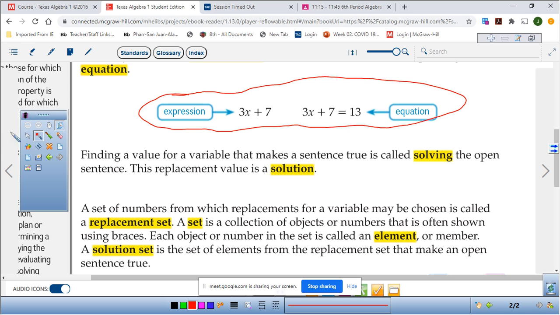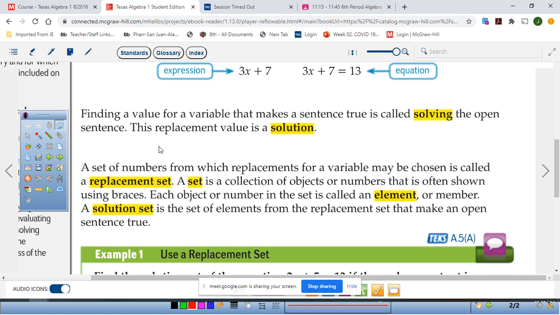Okay, so here we go. Finding a value for a variable that makes a sentence true is called solving. So if we have something here and we find the answer and we put it in there and it makes it true, we're finding a solution. The replacement value is a solution. Moving on, we get more practice, okay?